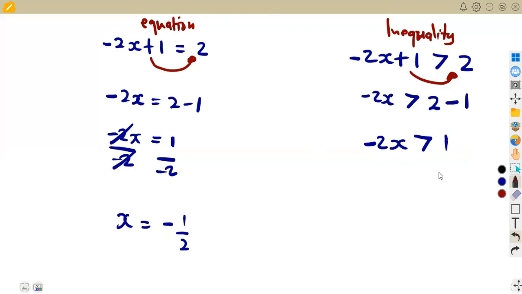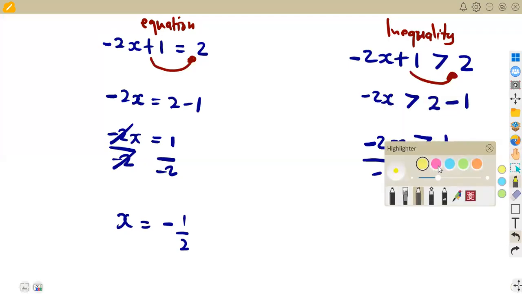The moment now that we want to find our x, which is being affected by a negative 2, we are supposed to divide by a negative 2. This is an inequality. That is the difference. You are dealing with an inequality. So what happens is that the sign reverses.